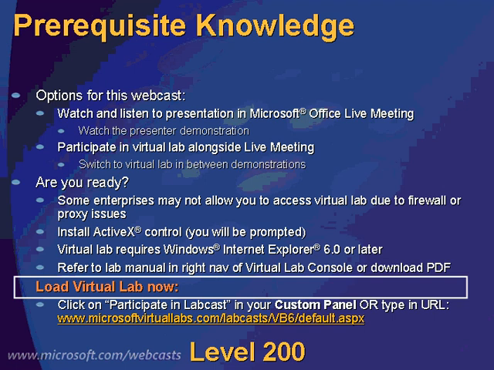If you are joining us from an enterprise, you may not be able to connect to the Virtual Lab due to firewall or proxy issues. If that's the case, then your only option is to watch and listen to the presentation in Live Meeting. If you will be using the Virtual Lab console, you will be required to install the ActiveX control, and you will be required to have Windows Internet Explorer 6 or later.